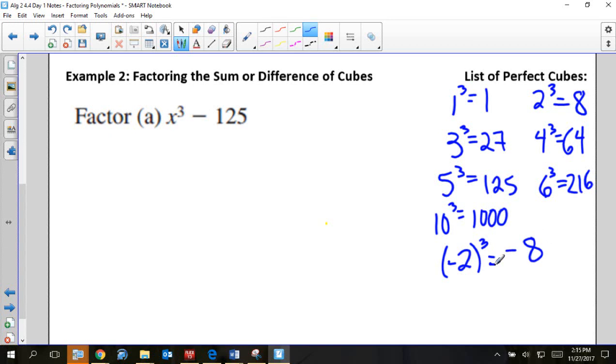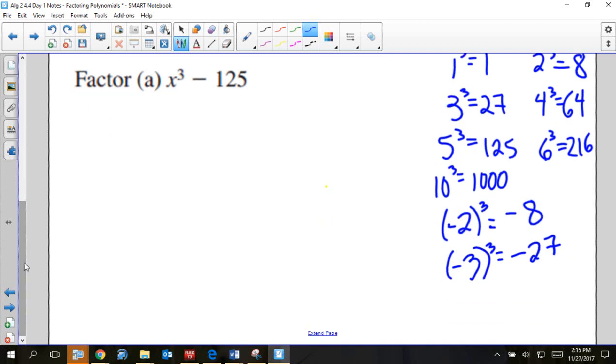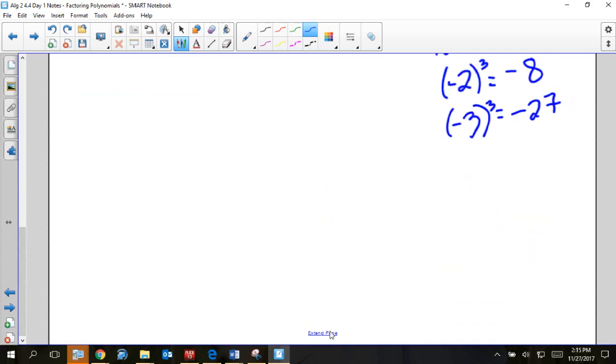What if I did -3 to the 3rd power? So cubes can be negative. Squares cannot be negative, but cubes can be negative. What if I did x times x times x? X cubed is x times x times x.